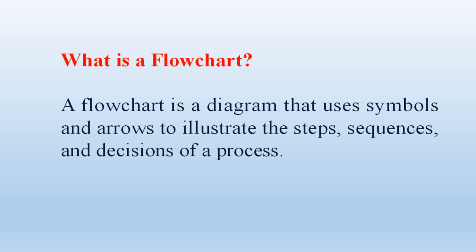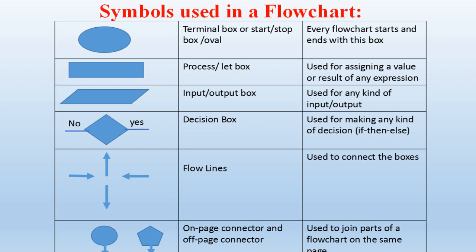If you want to solve any program with the help of a picture, that is a diagram, then you call it a flowchart. Now these are the symbols used in a flowchart. This is an oval, this is a rectangle, this is a parallelogram, this is a diamond shape having two branches: if it is yes, what it will do, and if it is no, what it will do. These are the flow lines: up arrow, down arrow, left arrow, right arrow. This connects the different boxes, and these are the connectors.